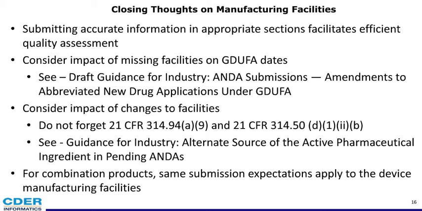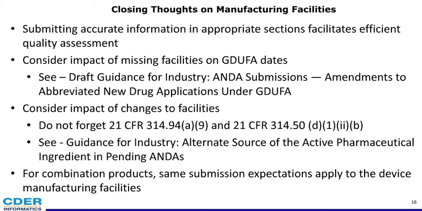And just some closing thoughts here. The goal is to get the information, assess the information, and be able to make timely decisions. Foreign inspections take up to 6 months to plan, so the faster we have that information and can process it, if it's accurate, we can get that started. Submitting accurate information in the appropriate sections really facilitates the efficient quality assessment. If we have to dig within the analytical methods section to find out that there was another testing site that was used that wasn't listed in Module 3, we're not going to find that until month 5, and there's only 5 months left in the clock.